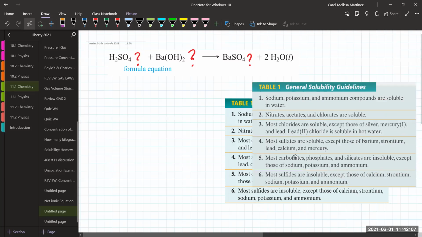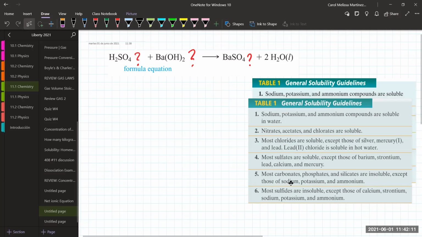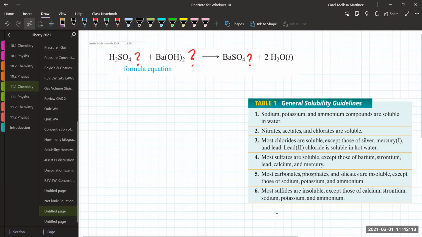Okay. How well do you see this table? Is this okay? Do you see everything? Bueno. Okay.